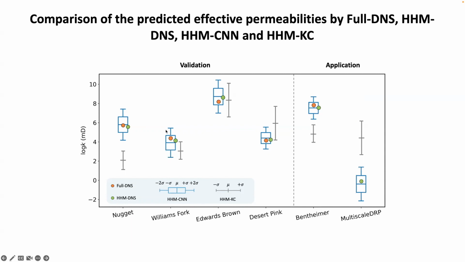As we can see in this figure, the effective permeabilities predicted by the hierarchical method with CNN are close to the values by the hierarchical method with DNS for all the rock samples. And it also has a good agreement with the results obtained by the full DNS. All effective permeabilities predicted by the full DNS fall in the 1 standard deviation interval of the hierarchical method with CNN surrogate model.